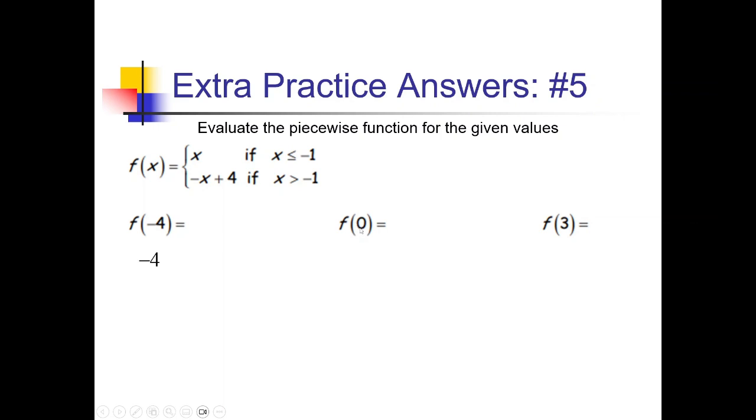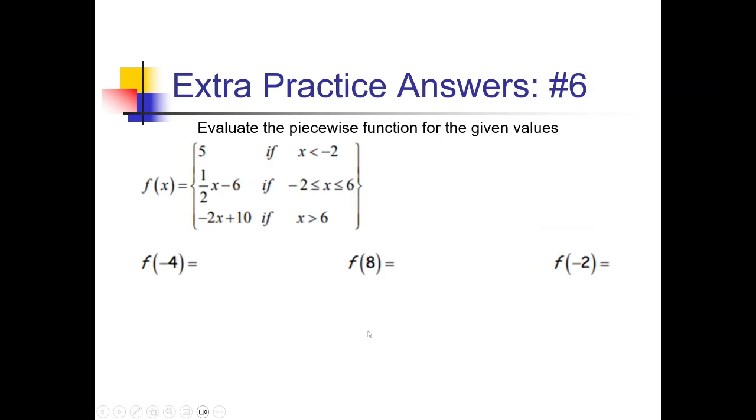Next up, f of 0. 0 is greater than -1, so we're doing -0 plus 4, which is just going to be 4. And then finally, f of 3, also bigger than -1, so using the second rule, now we've got -3 plus 4, which comes out to positive 1.